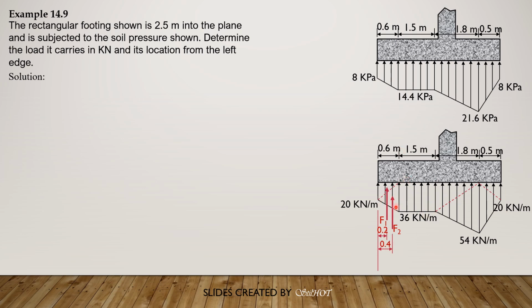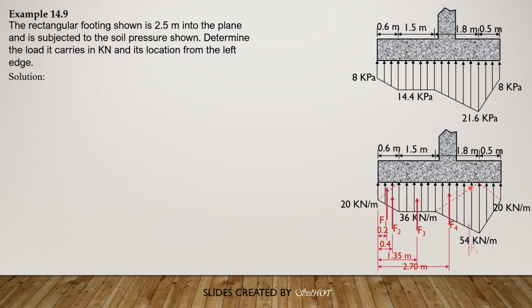Then this is rectangular, so let's call it F3, it is located 0.6 plus half of 1.5, is 1.35 from the left end. And F4 would be this triangle here. Then it is located 0.6 plus 1.5 is 2.1 plus 1/3 of 1.8, 0.6, so 2.7 from the left end.